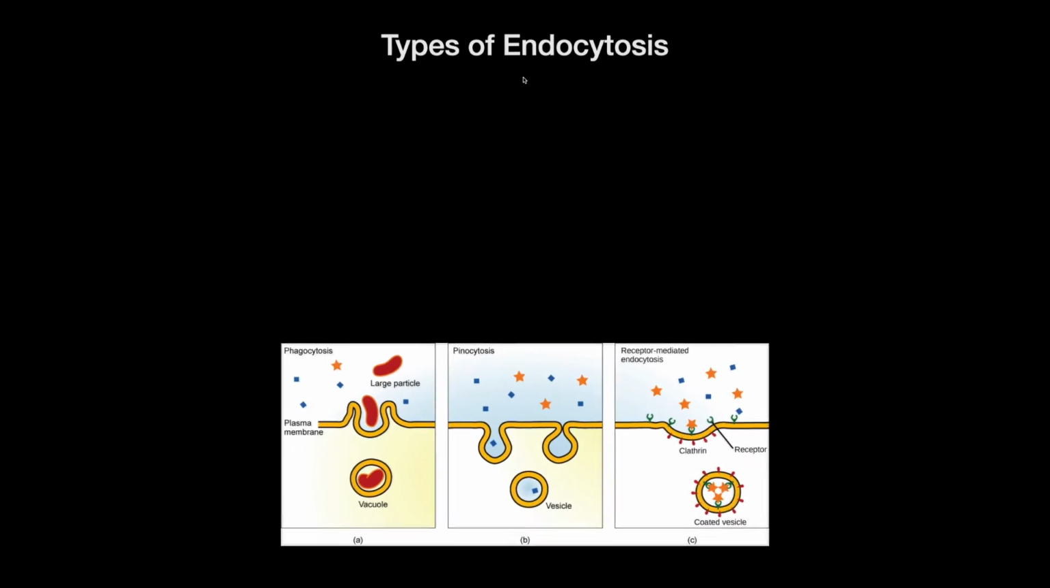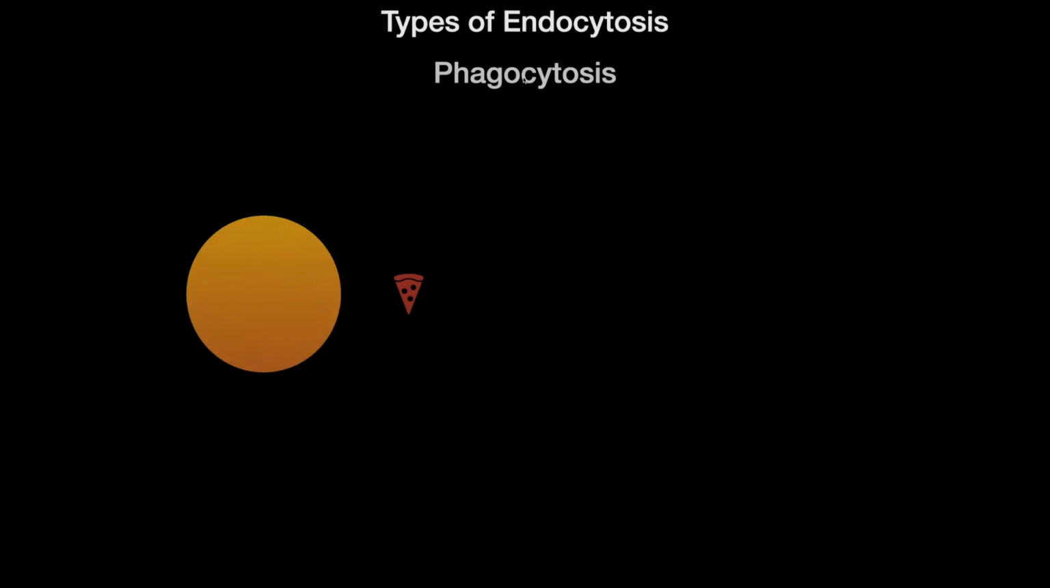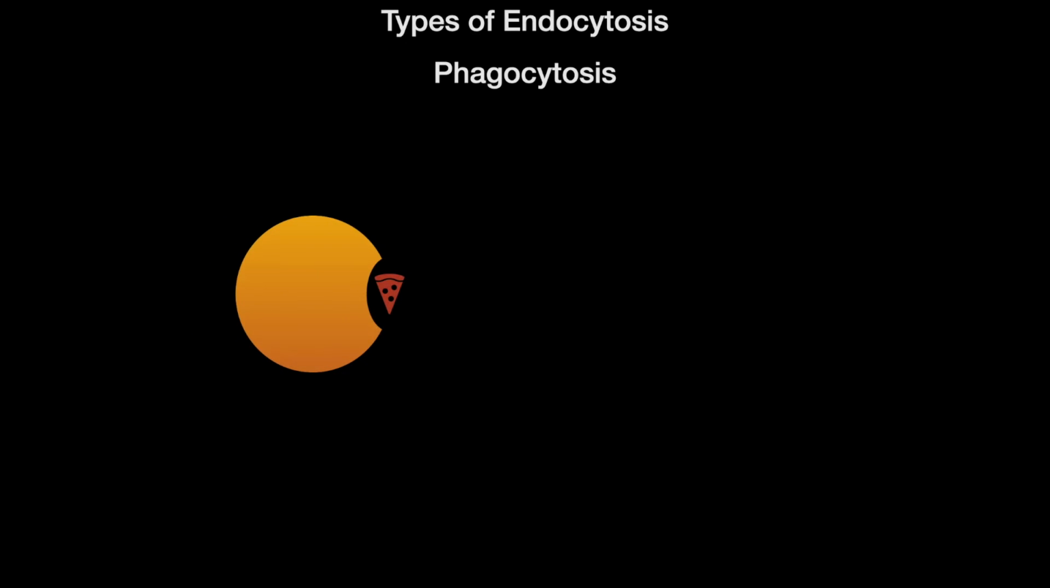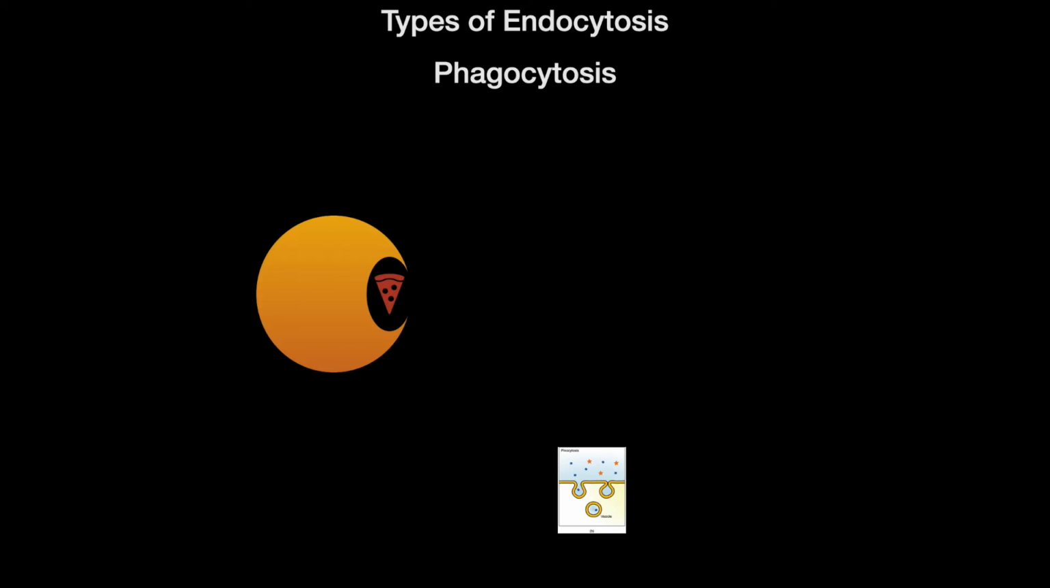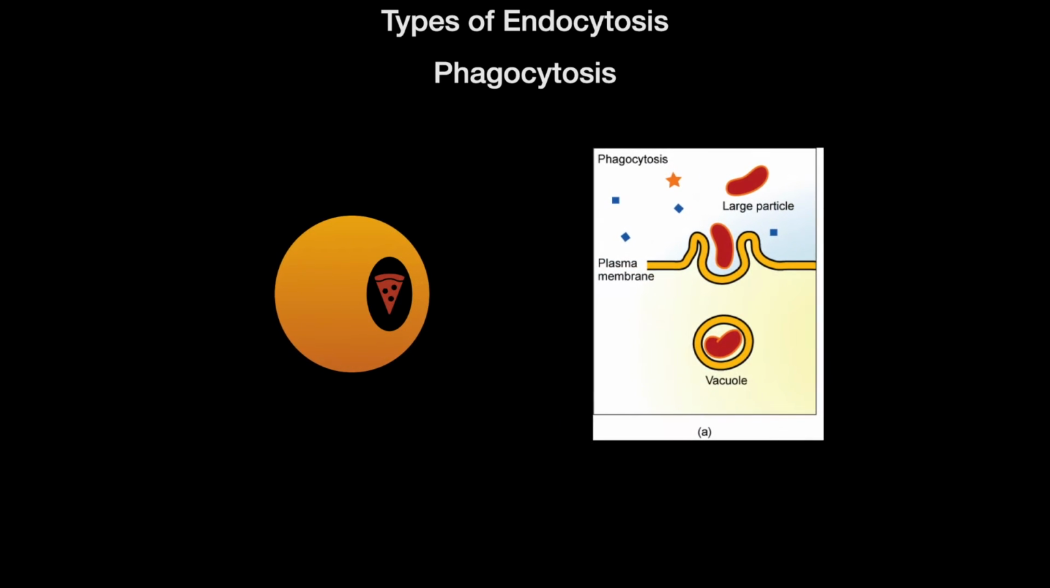So here we have our cell in yellow. We have our, well, this is my favorite food anyway, pizza. So what's going to happen is the cell moves towards the material. You get an indentation in the membrane. It starts to surround that material and then ultimately incorporates it into the cell. So this would be bringing food material in. This would be phagocytosis.